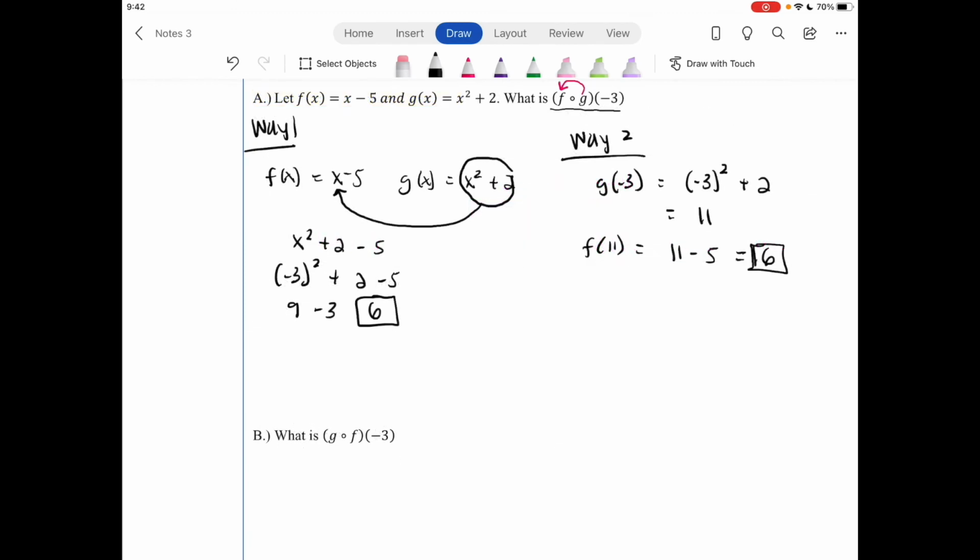Now in the next example, we're using the same two functions, but notice how the notation has changed. This is g of f of negative 3, meaning that the function of f of x is going to go into the function of g of x. Pause the video and give this one a try using either method 1 or method 2.